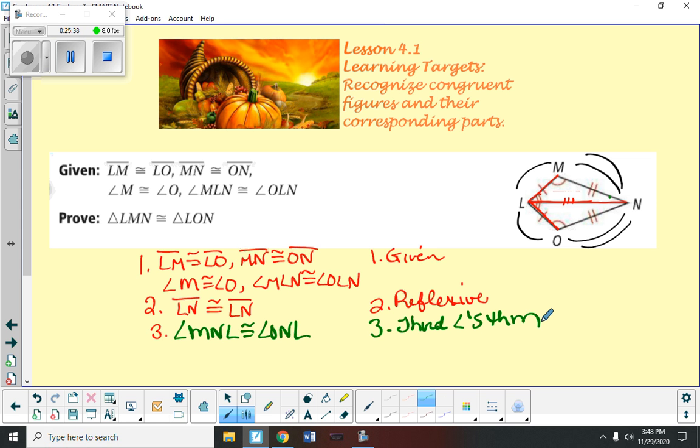And now we've listed all three sets of corresponding sides congruent and all three sets of corresponding angles congruent. And so in our last step, we can say that triangle LMN is congruent to triangle LON, and that is because of the definition of congruent triangles.